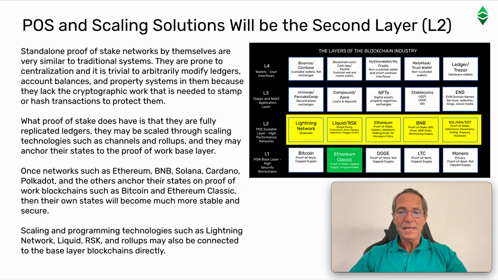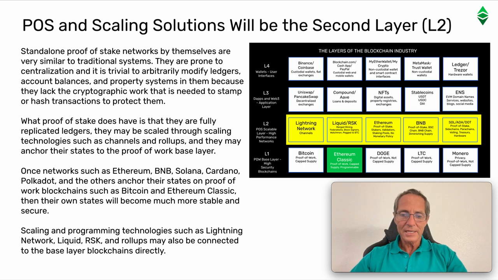Proof of stake and scaling solutions will be the second layer, or layer 2. Standalone proof of stake networks by themselves are very similar to traditional systems. They are prone to centralization, and it is trivial to arbitrarily modify ledgers, account balances, and property systems in them because they lack the cryptographic work that is needed to stamp or hash transactions to protect them. What proof of stake does have is that they are fully replicated ledgers. They may be scaled through scaling technologies such as channels and rollups, and they may anchor their states to the proof of work base layer.